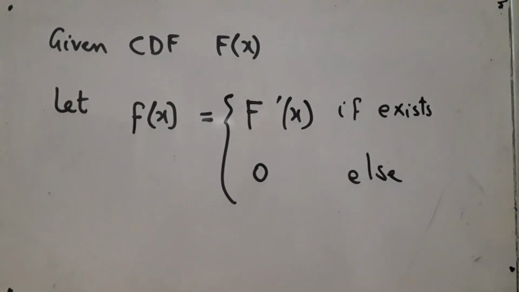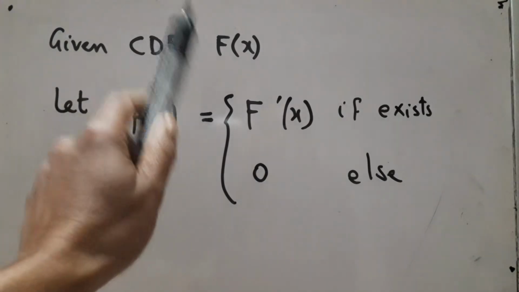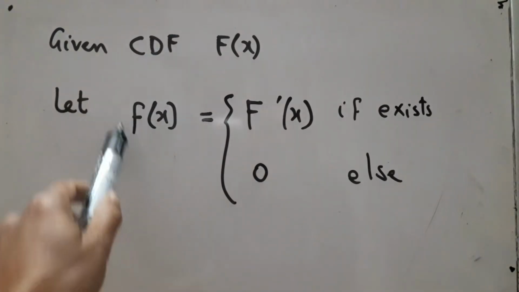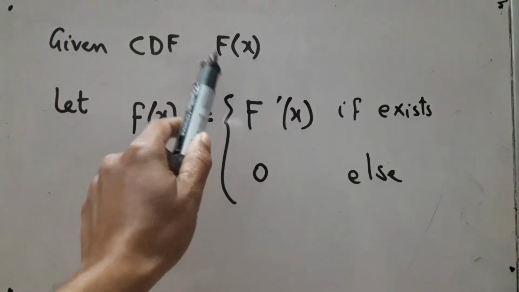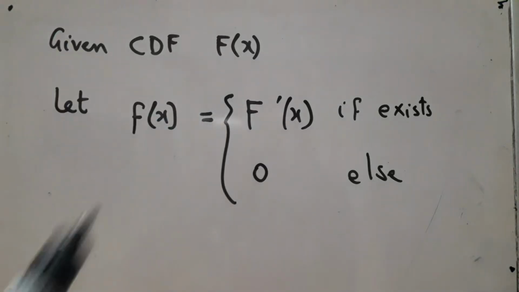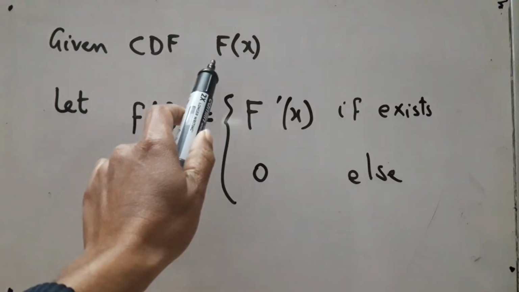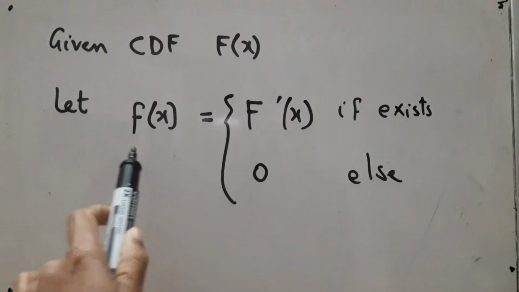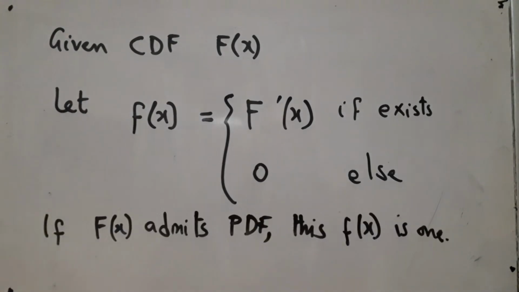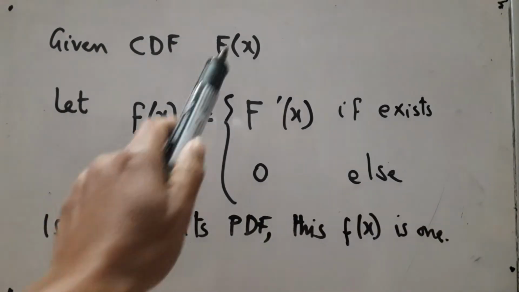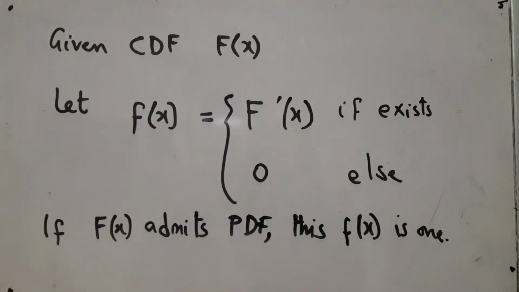Now you might think that this will always be a PDF for that CDF. But no, remember not all CDFs correspond to a PDF. For example, if it is a discrete CDF, then no PDF exists. Then of course this technique is not going to work. If there is a PDF, then this must give you a PDF. So if you already know that this admits a PDF, your story is over.